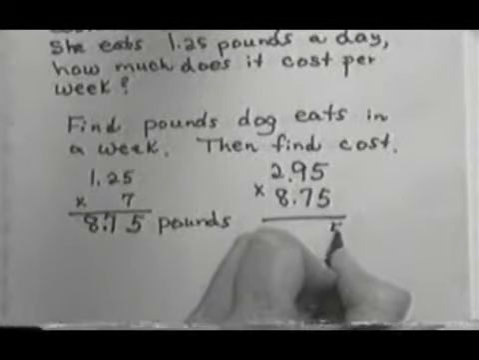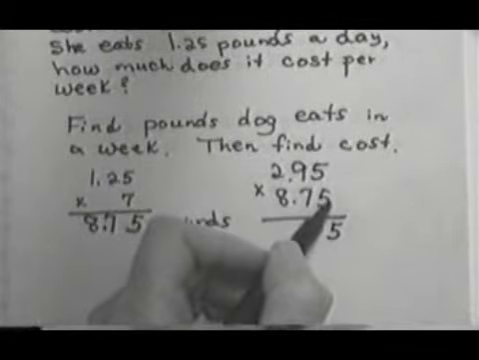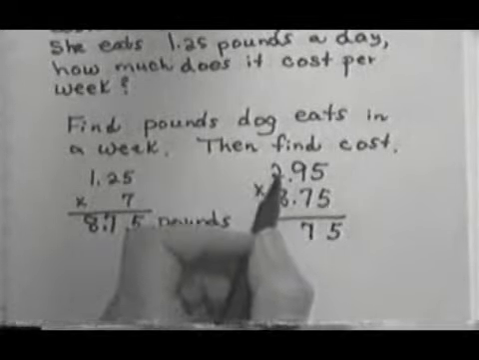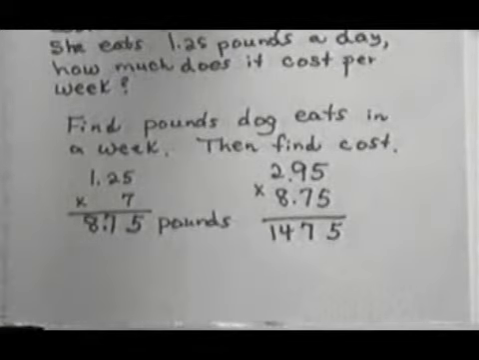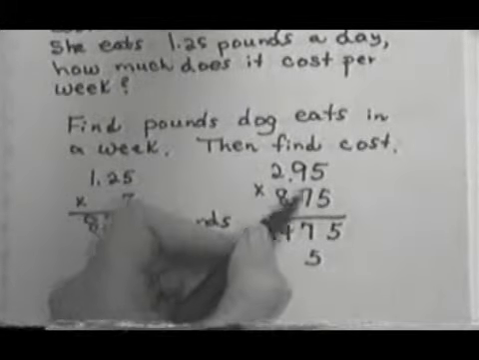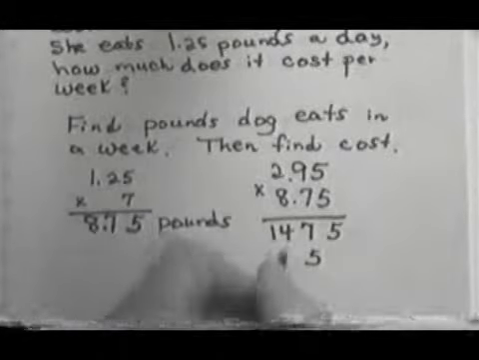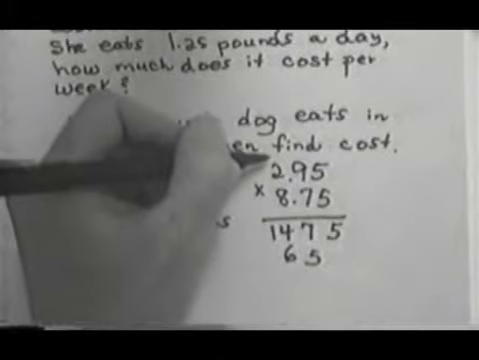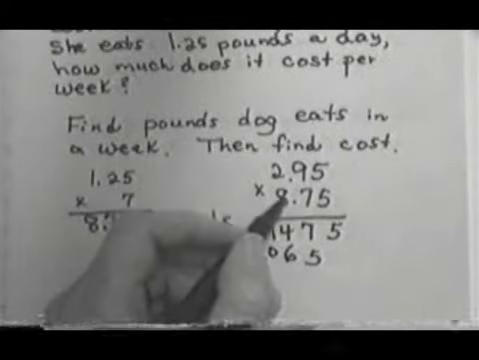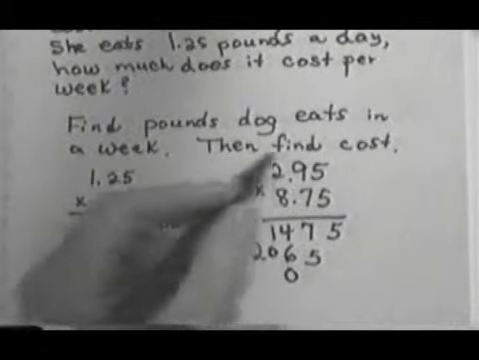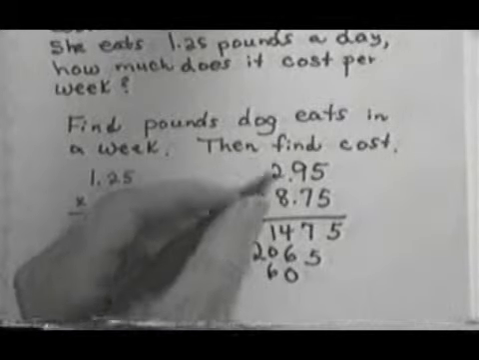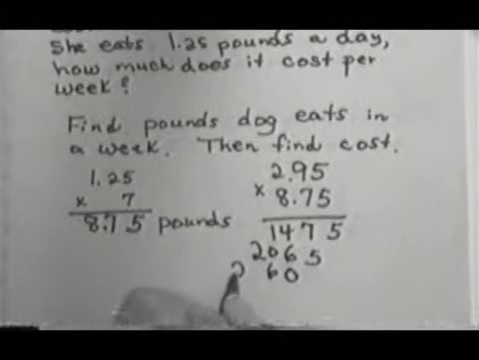Five times 5 is 25. Carry our 2. 9 times 5 is 45, and 2 is 47. Carry our 4. 5 times 2 is 10, and 4 is 14. Now we need to multiply by 7. 7 times 5 is 35. Carry our 3. 7 times 9 is 63, and 3 is 66. Carry our 6. 2 times 7 is 14, and 6 is 20. Now we have to multiply by our 8. 8 times 5 is 40. Carry our 4. 8 times 9 is 72, and 4 is 76. Carry our 7. 8 times 2 is 16, and 7 is 23.